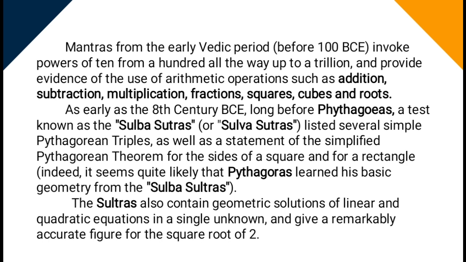listed several simple Pythagorean triples as well as a statement of the simplified Pythagorean theorem for the sides of a square and for a rectangle. Indeed, it seems quite likely that Pythagoras learned his basic geometry from the Sulva Sutras. The sutras also contain geometric solutions of linear and quadratic equations in the single unknown, and give a remarkably accurate figure for the square root of 2.